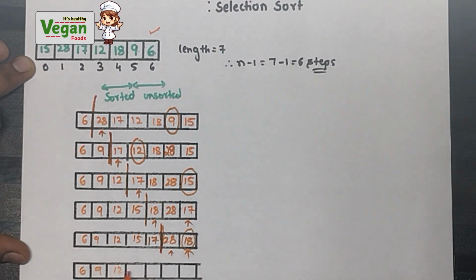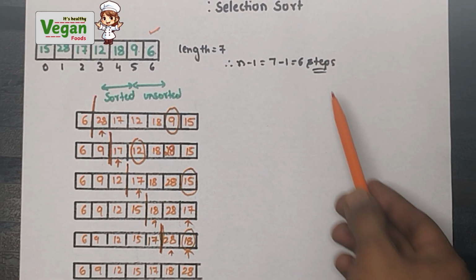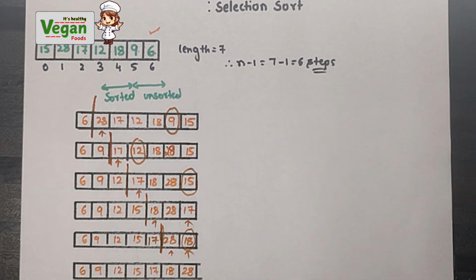The result is 6, 9, 12, 15, 17, 18 and 28. So how many steps? 1, 2, 3, 4, 5, 6. In total, in 6 steps we have sorted the numbers in increasing order: 6, 9, 12, 15, 17, 18 and 28. So this is the process of sorting the given problem using selection sort, in ascending order.